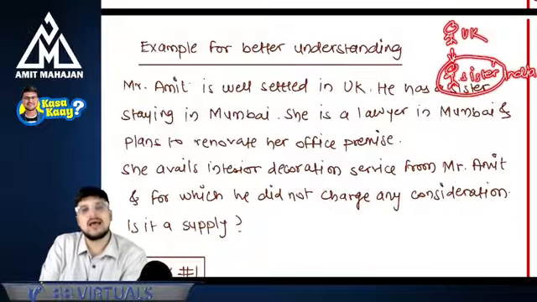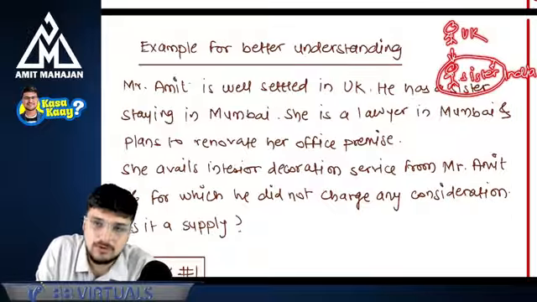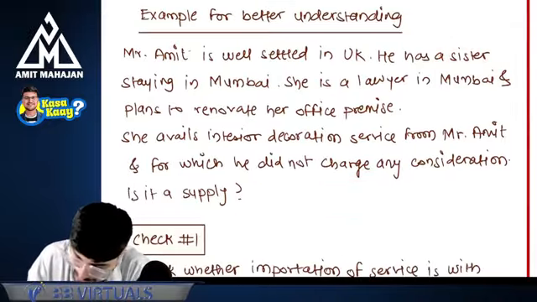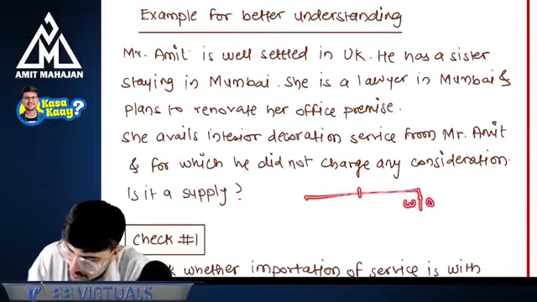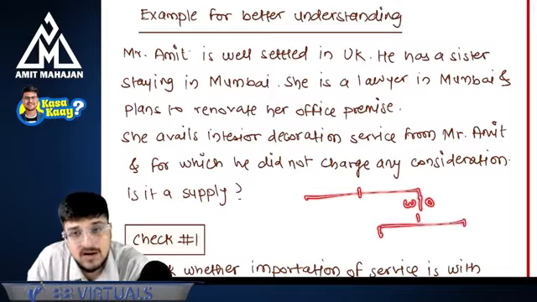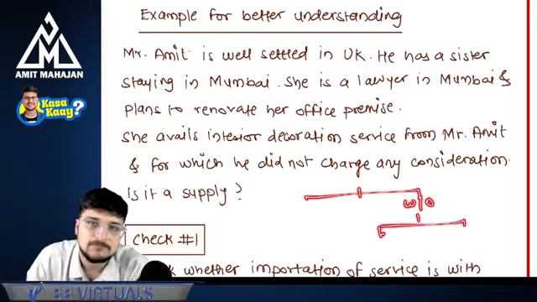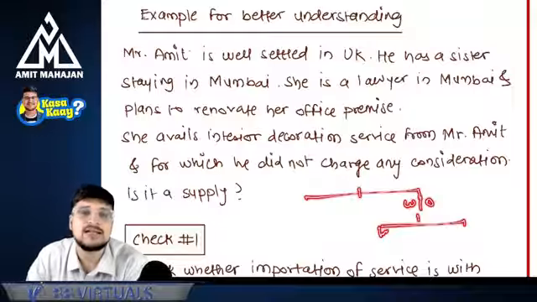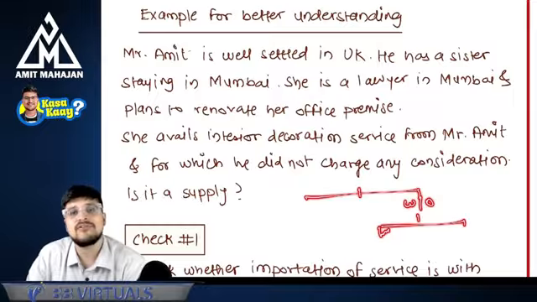What is the first check you will have, whether it is with consideration or without consideration? So we understood it is without consideration. Perfect. If it is without consideration, then we have to see whether it is from a related party or not from a related party. Now, if you see the definition of related party, you'll understand the definition of family. What is the definition of family?